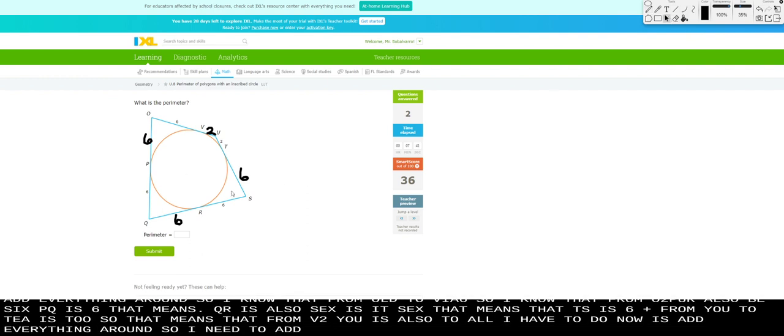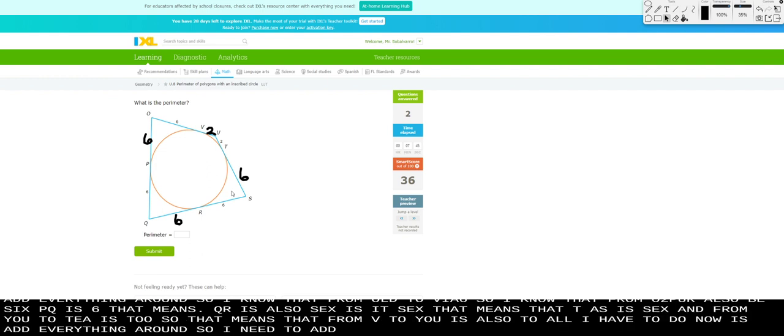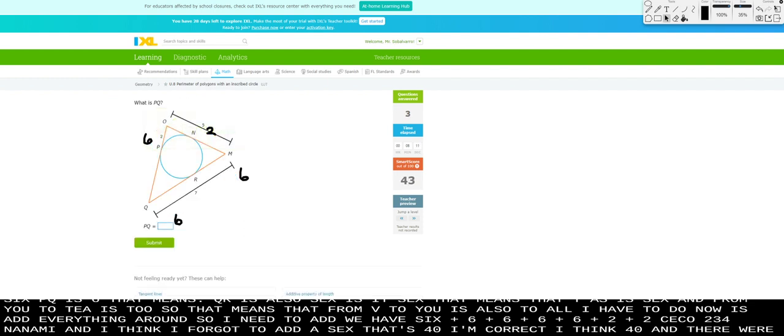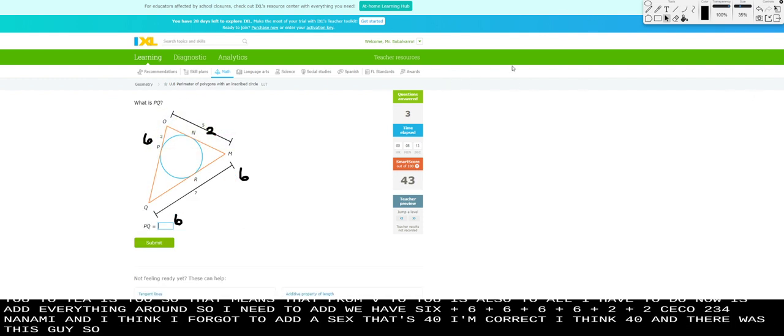All I have to do now is add everything around. So we have 6 plus 6 plus 6 plus 6 plus 6 plus 2 plus 2 is equal to 34. And I think I forgot to add a 6. That's 40. If I'm correct, I think 40. And there it is. Simple as that. Let me jump another level.